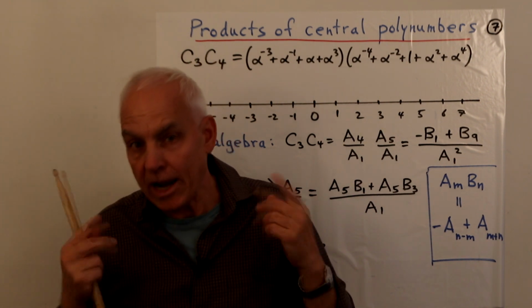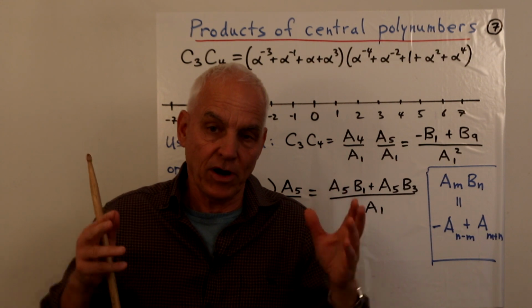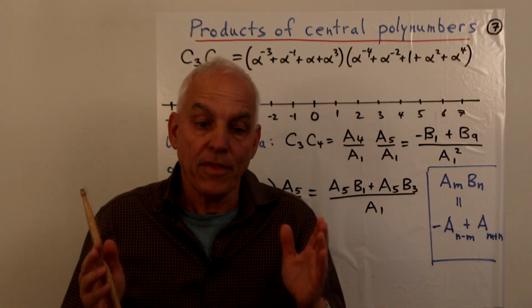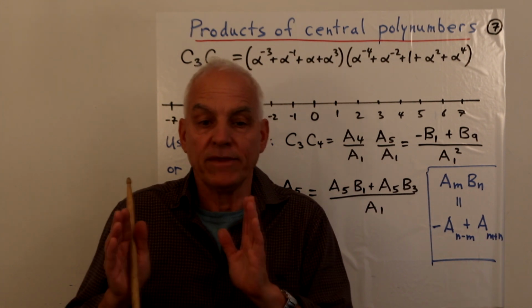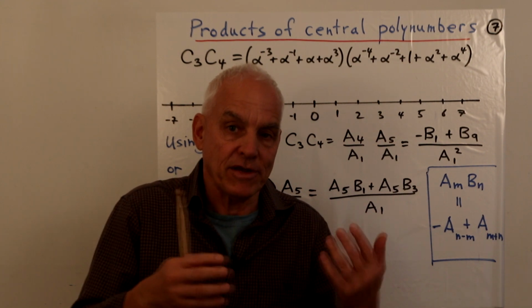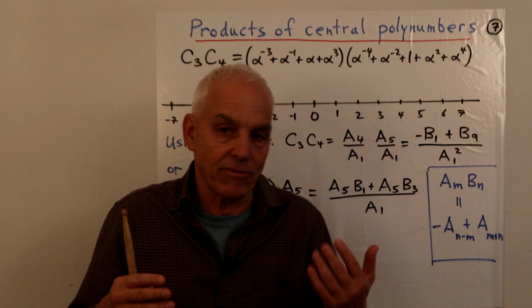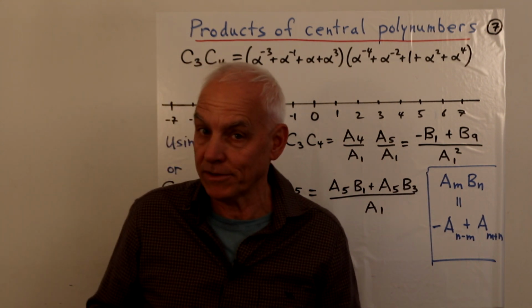But it turns out that the characters, the corresponding characters of these tensor products are very easy to deal with. They're just the products of the corresponding characters. So at the level of the characters, the interaction of these particles is pretty simple. That's why the character theory is so attractive and important.